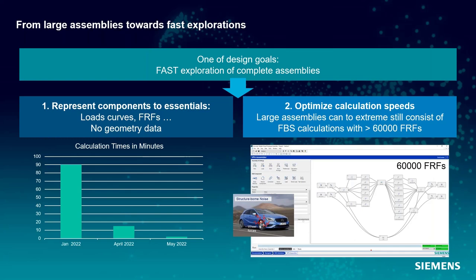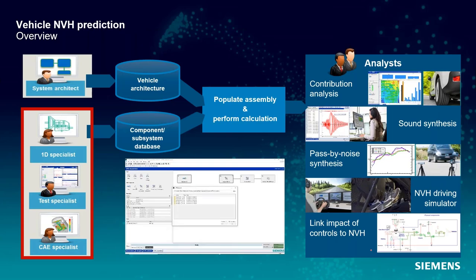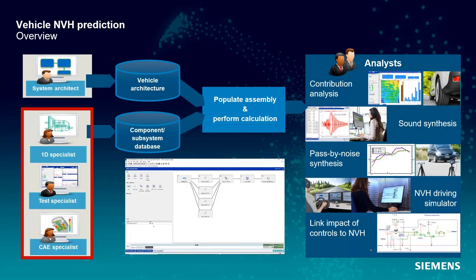Some people ask questions like, does it take a long time to calculate if you have lots of FRFs? Here's an example where 60,000 FRFs were used behind the scenes. And the answer is it's still just minutes of calculation time. Calculating the FRFs that you're going to use in virtual prototype assembly might take a while, because you have to run your full finite element model to generate those.